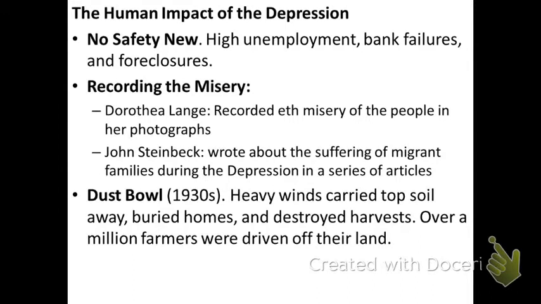All right, our second bullet, the human impact. Thought I was doing a little different color there. There we go. Human impact of the Depression. No safety. That should be net. I do not know why this is so poorly typed out. I apologize for that. That should be no safety net.